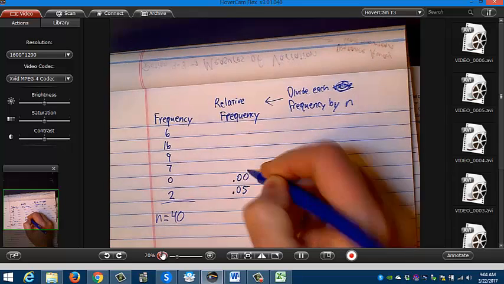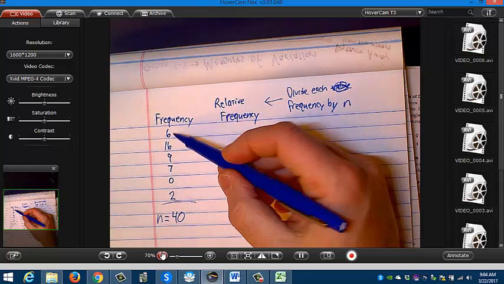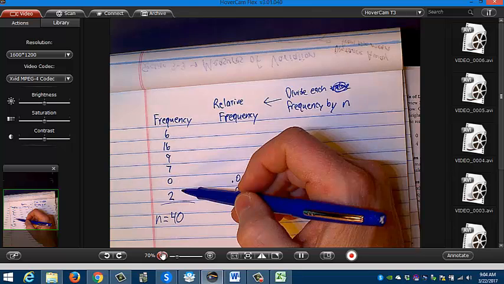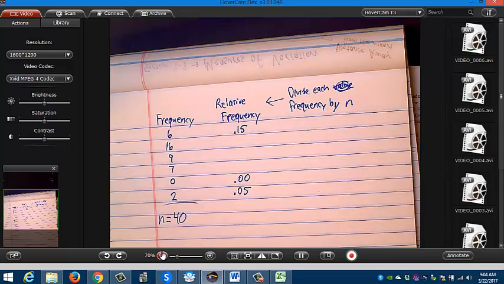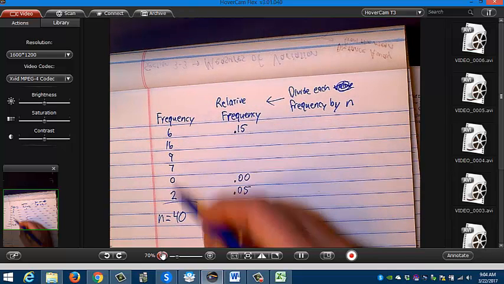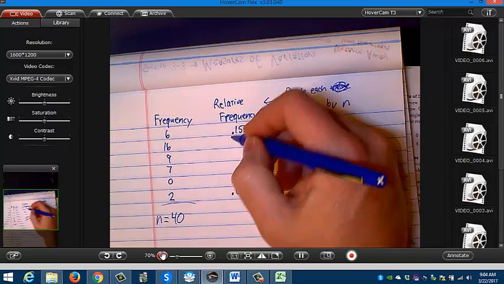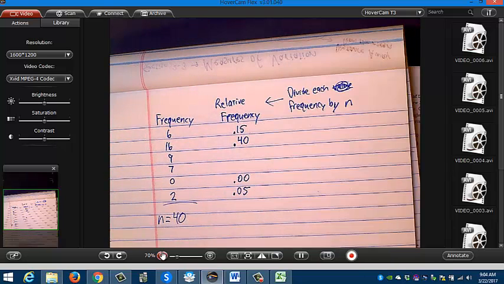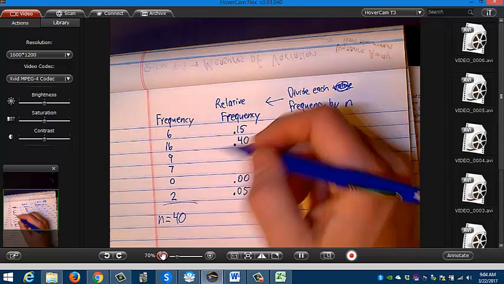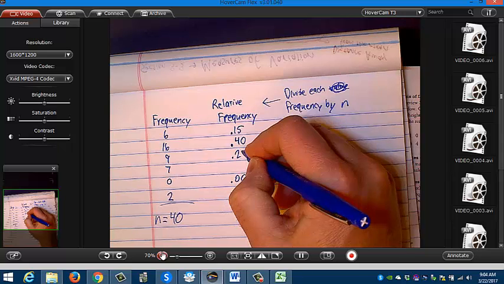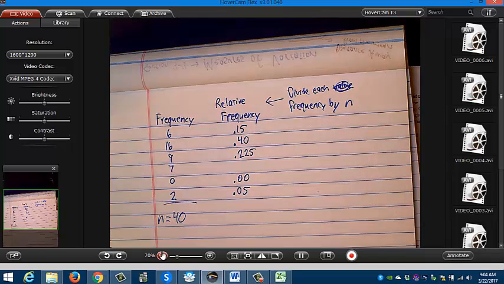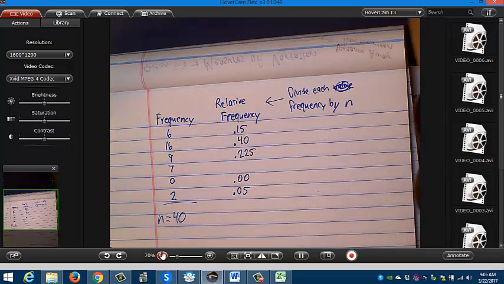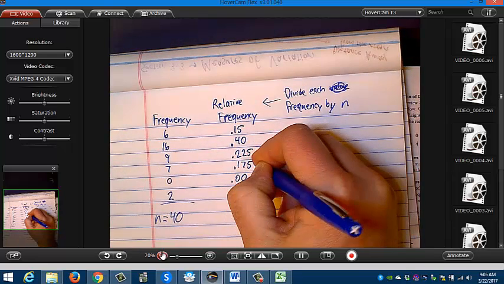This one would be 6 divided by 40, which is the same as 3 divided by 20, which is 15%. Of course, this is easier with a calculator. There's no doubt. Okay? 16 divided by 40, 8 divided by 20, 4 divided by 10 is 40%. 9 divided by 20, I think, would be 0.225. I'd have to check my math on that. And 7 divided by 40, calculator people, do you get 0.175, I think?